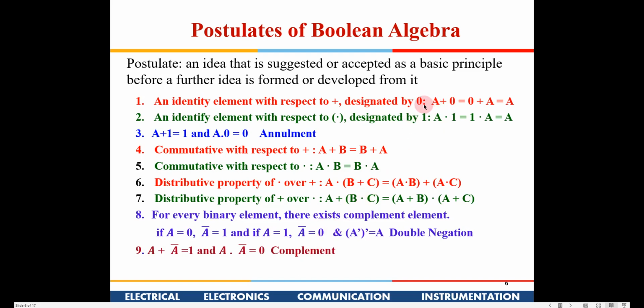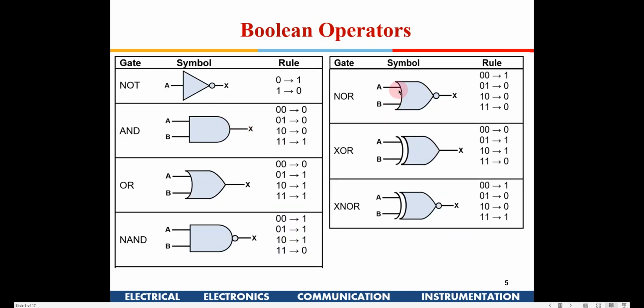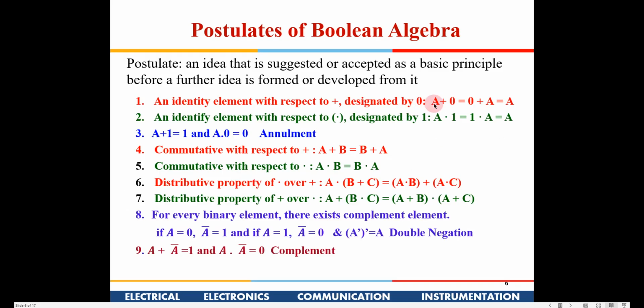Now the first one is known as the identity rule. There are 2 identity rules: the identity rule of 0 and the identity rule of 1. So A or 0 is A. Now if I go back here, this is an OR gate, A or 0, so I am putting B equal to 0. If A is equal to 0, you get 0; if A is equal to 1, you get 1. So that means in an OR gate, if I put a 0 here, A is going to come out. That is why A plus 0 or 0 plus A is A, right?